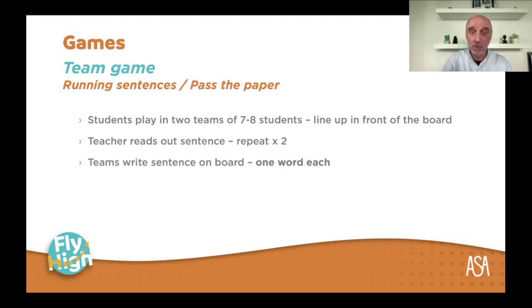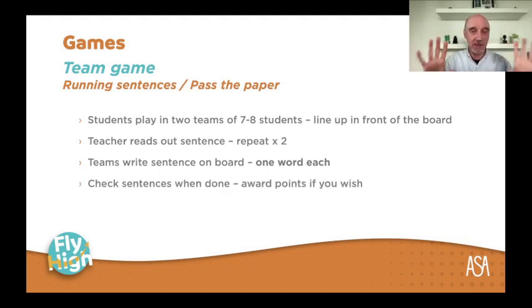The first student will run to the board and write just one word. They will then come back to their team, hand the pen to the next person in the team, and they will go to the back of the line. The next person will go to the board and write again one word. Each student writes one word each, and the aim is for the students to write the sentence as quickly as possible, finish before the other team.